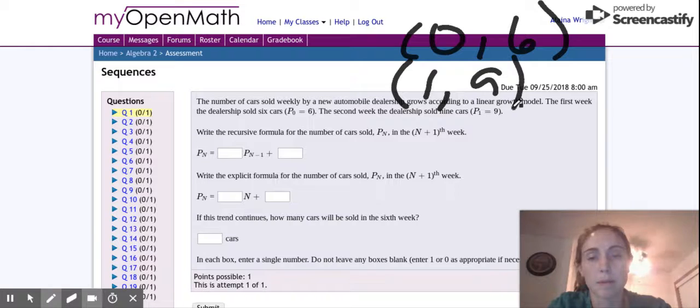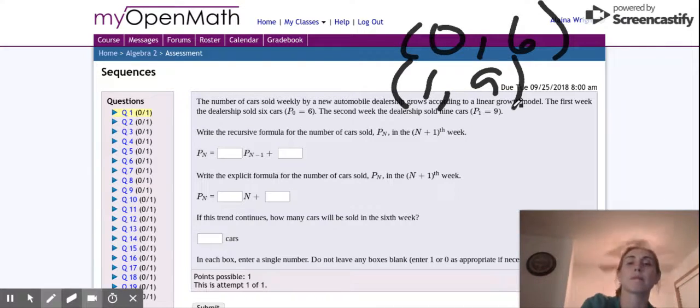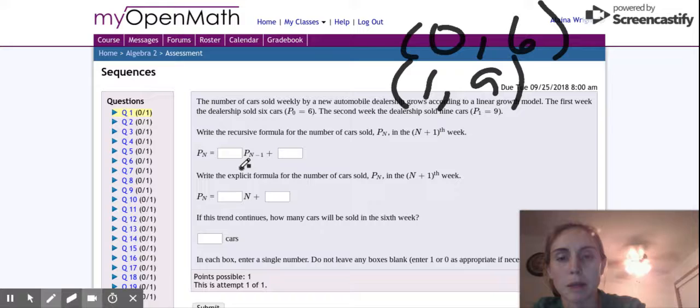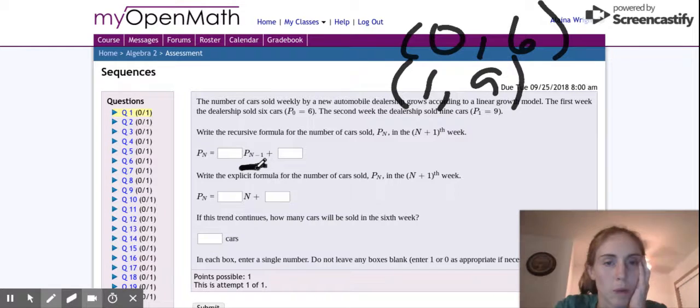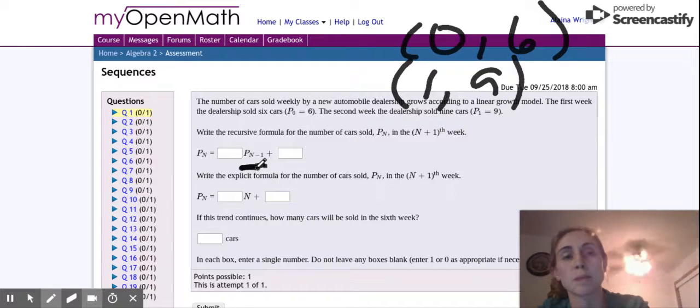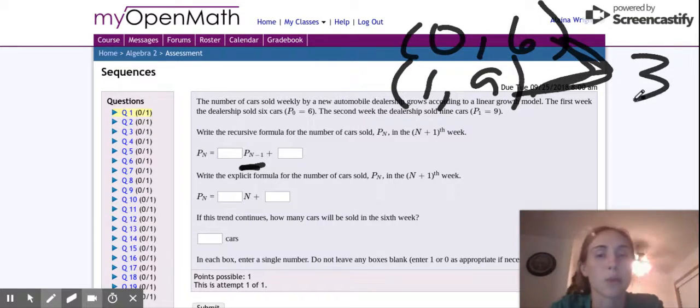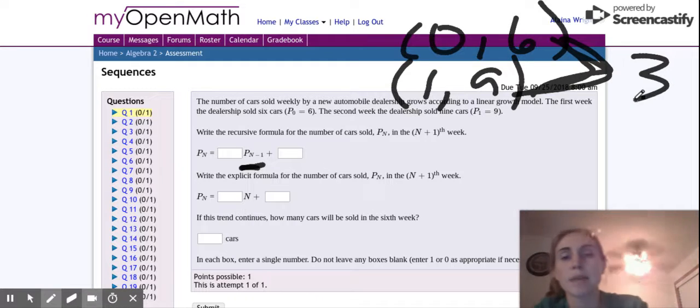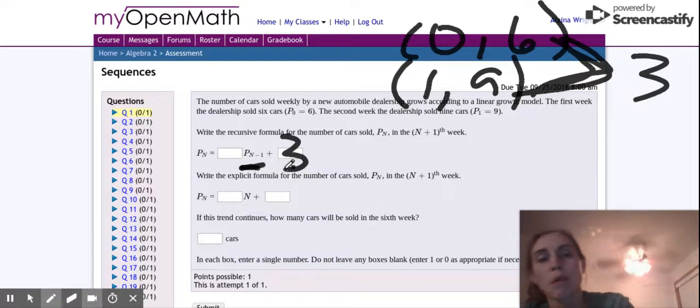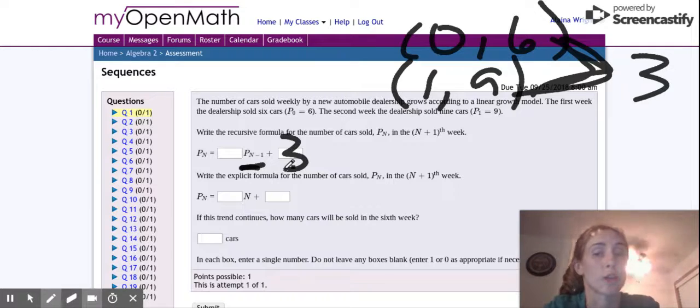So if we're dealing with P of n, so we're leaving it generic, P of n minus 1 right here would mean the previous week. So how are we getting from one week to the next? Well, they told us that it was growing linearly, so we know that we must be adding to get from one term to the next. We added 3. So we're repetitively adding 3 to the previous term.